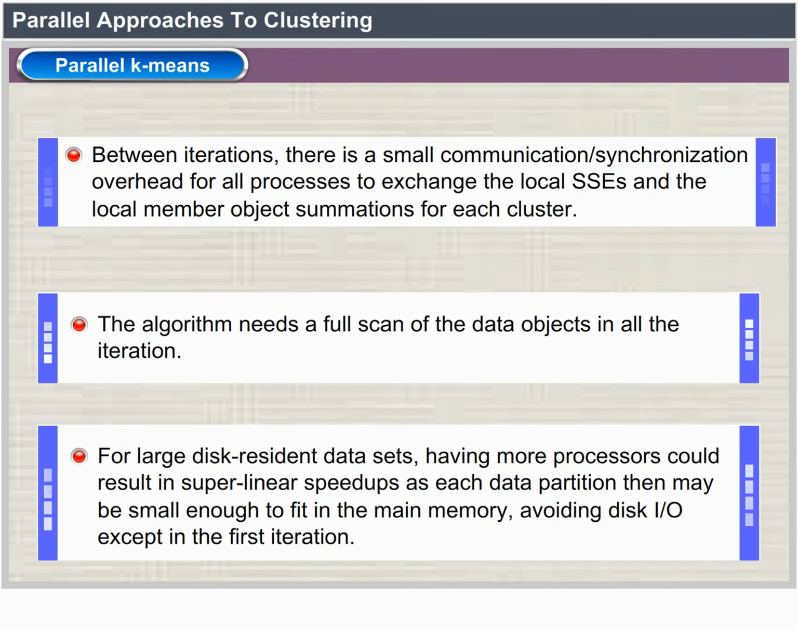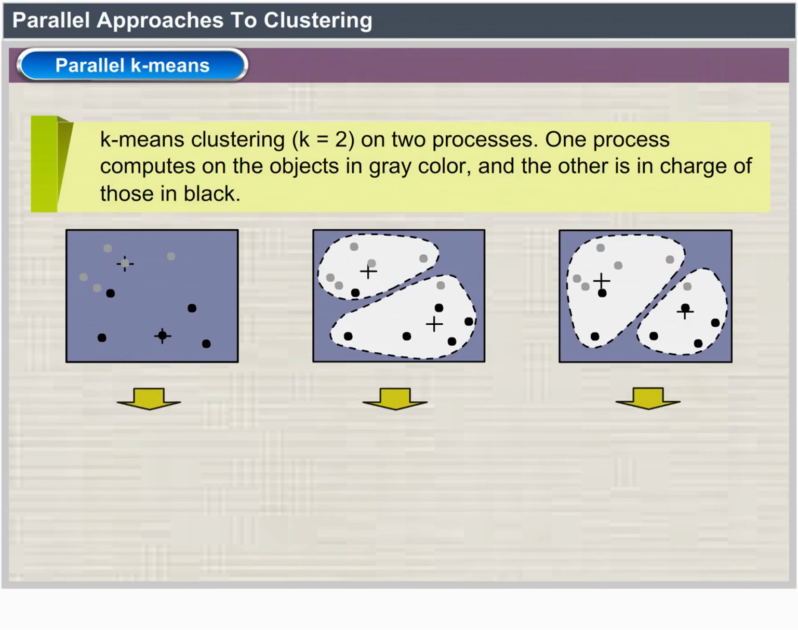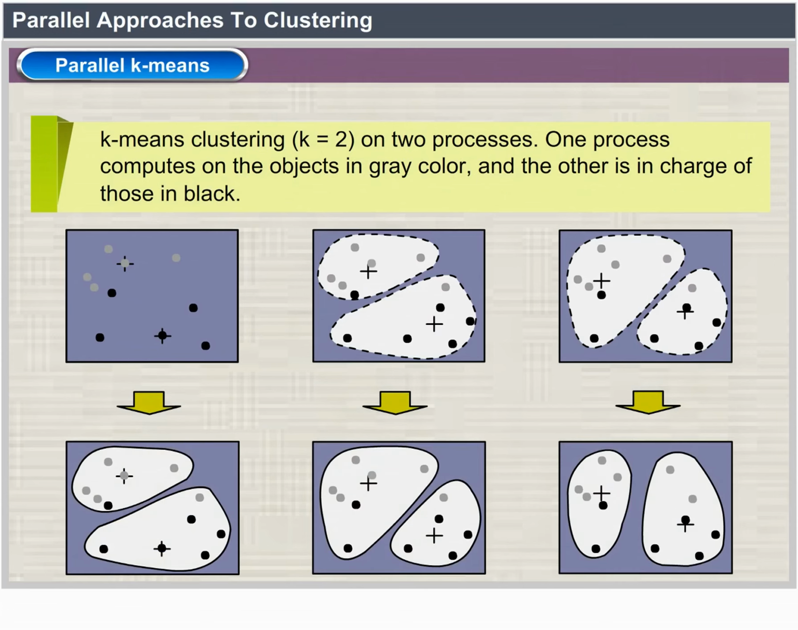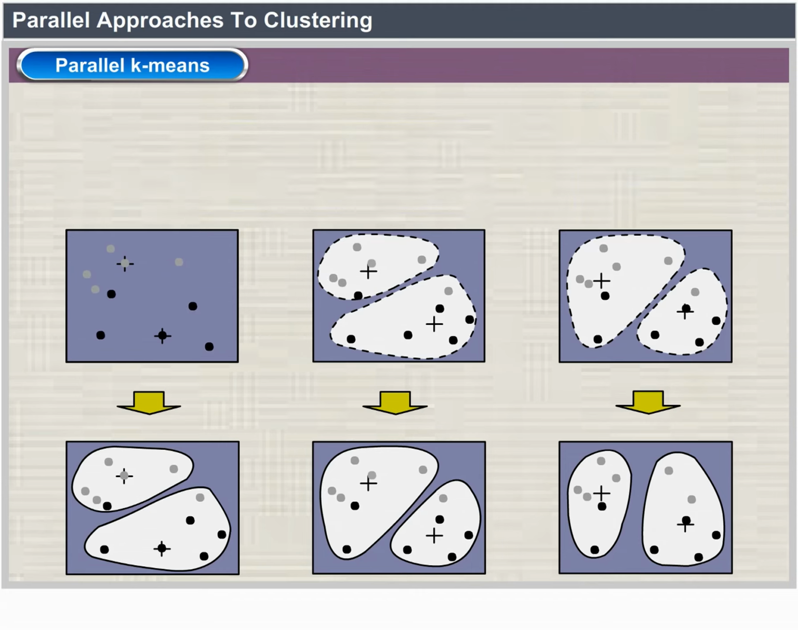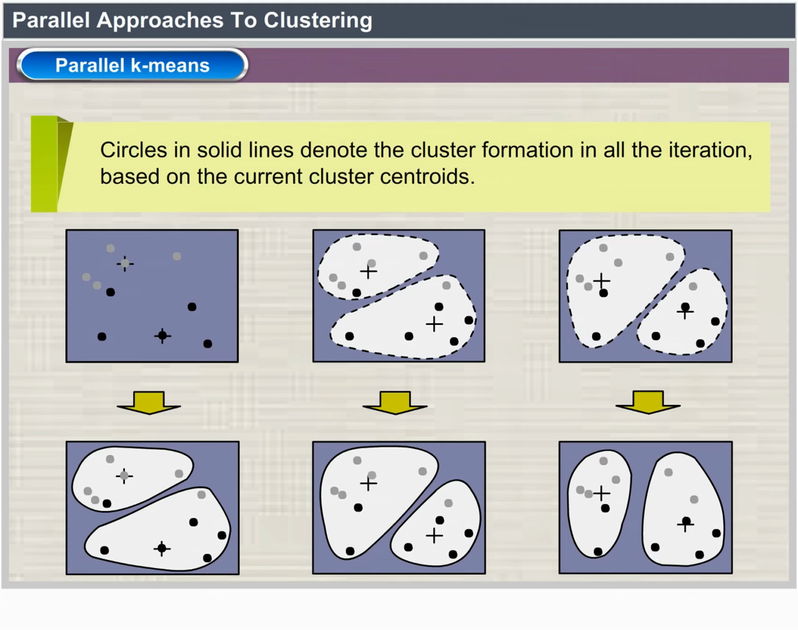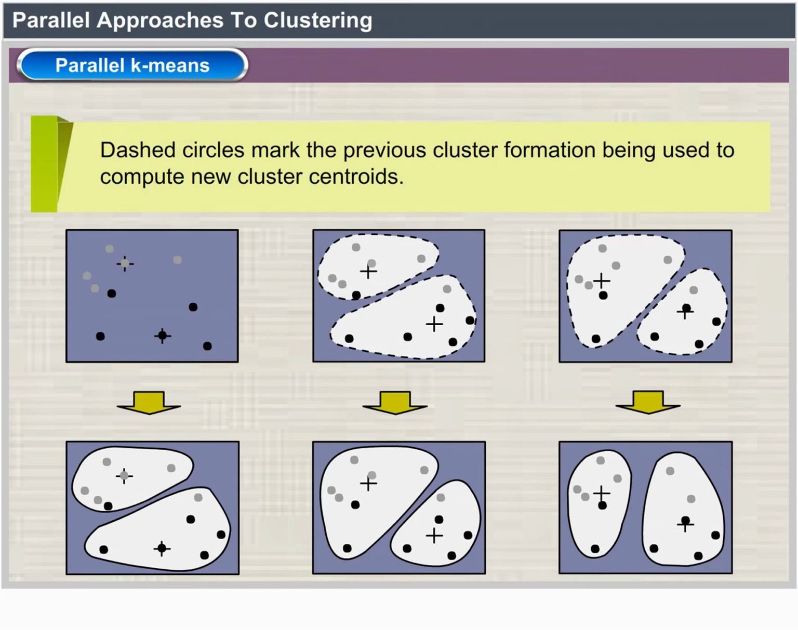K-means clustering. K equals 2 on two processes. One process computes on the objects in gray color and the other is in charge of those in black. Cluster centroids, marked by plus, are maintained on both processes. Circles in solid lines denote the cluster formation in each iteration based on the current cluster centroids. Dashed circles mark the previous cluster formation that is used to compute new cluster centroids.